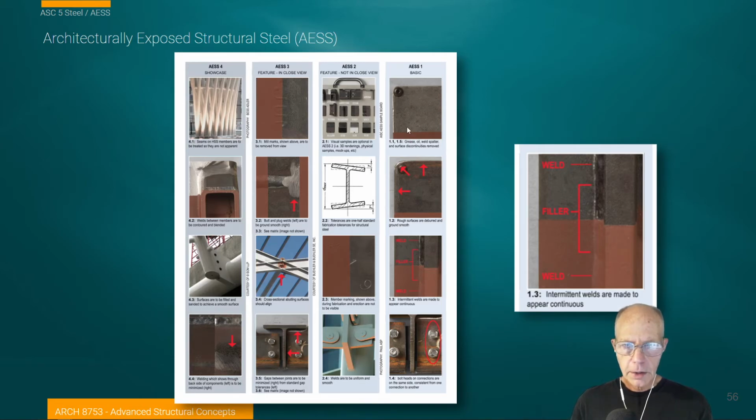Two things are the least critical about the way things look in the case of the basic level of exposed structural steel. Still making sure that grease and weld and oil spatter is removed. Rough surfaces are deburred. The appearance of the fillet can be important. Bolt heads and connections are the same size, a kind of uniformity with each other. All of those things can be specified. And these are just kind of field guides.